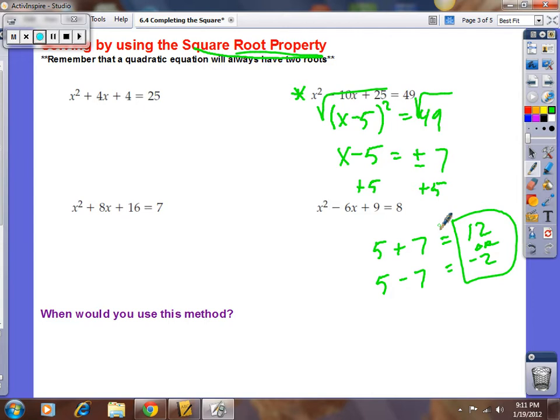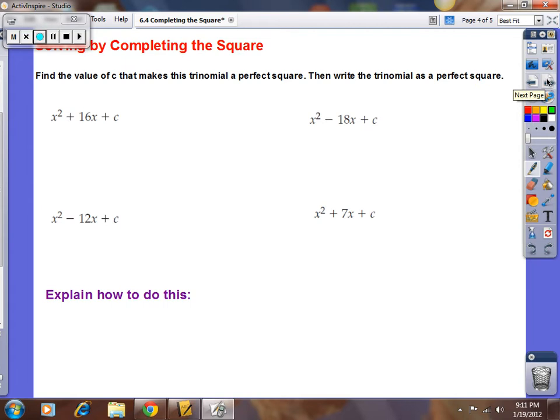Okay, now let's talk about completing the square. Method number 2 is called completing the square, and this is going to come in handy later on when we do circles. So this is definitely a good thing to know. Here's your instructions. Find the value of c that makes this trinomial a perfect square, and then write the trinomial as a perfect square. So you've got x squared plus 16x plus question mark.